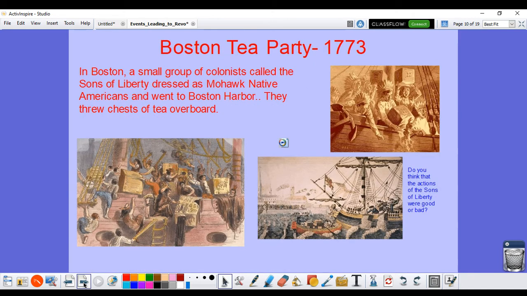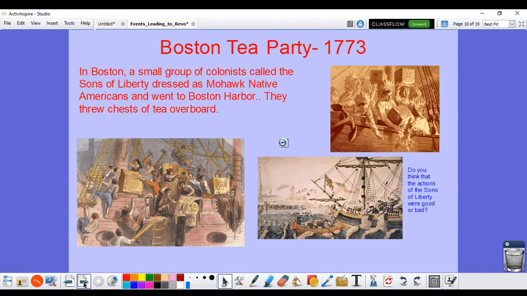In 1773, Boston had the Boston Tea Party, a group of colonists who called themselves the Sons of Liberty, dressed up as Mohawk Native Americans and went into the British harbor when they knew a shipment of tea was coming in. They threw the chest of tea overboard. Some first-person accounts have been said to have recorded that there was so much tea in the harbor that it actually turned the water brown.